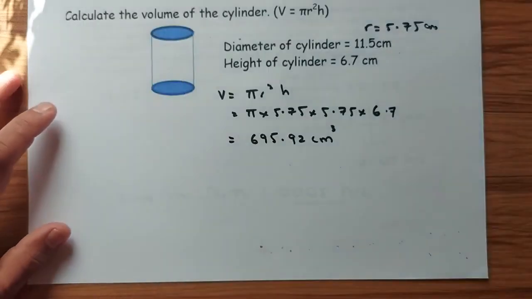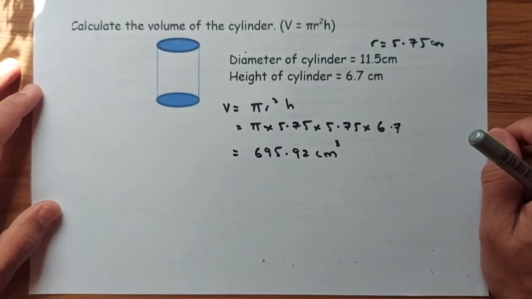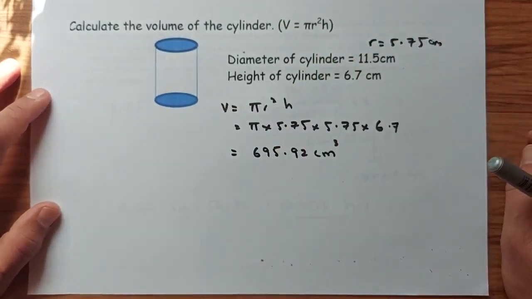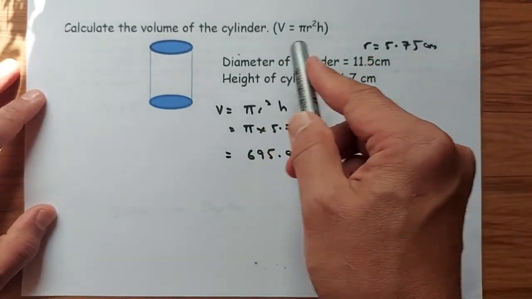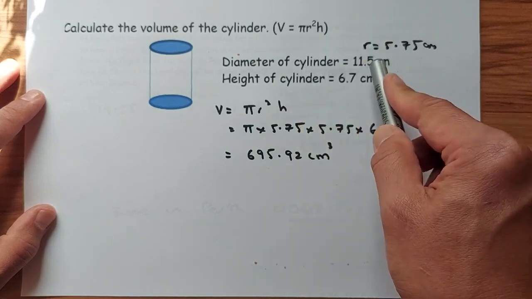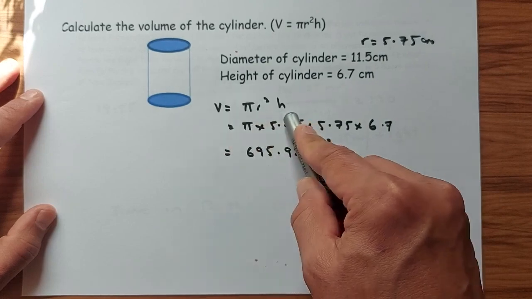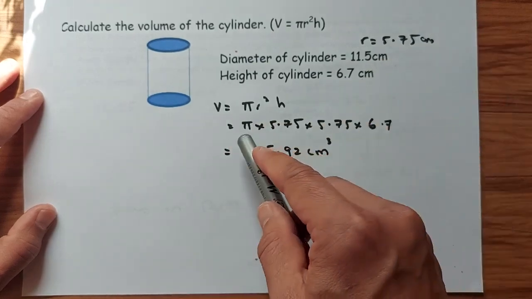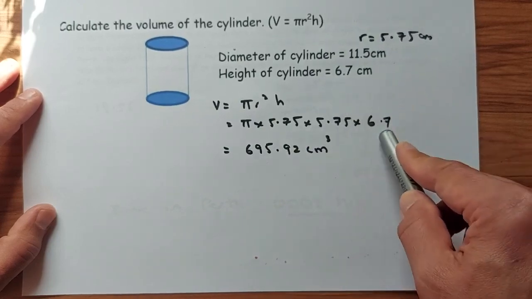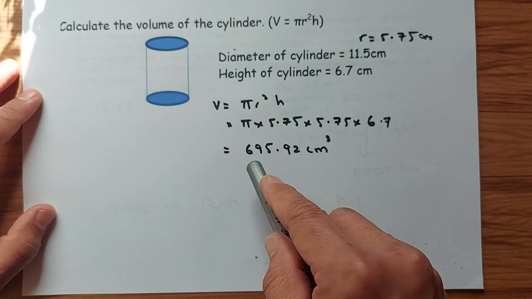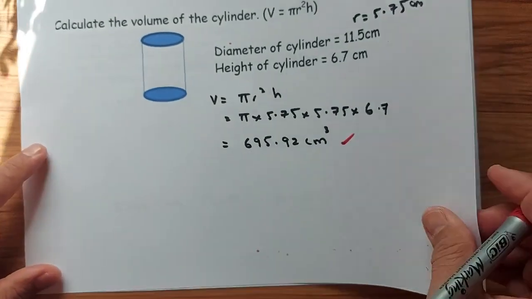Okay, great, good. Now we shall look at the simple question. Calculate the volume of the cylinder. They told you the volume is pi r squared h. Very simple. The diameter is 11.5, so the first thing you do, you need to find the radius because the formula uses the radius. So you divide by 2, 5.75. Once you know this, put in this formula and just substitute the values. Pi, radius is 5.75 times 5.75 and the height is 6.7. Chuck it in your calculator and the answer is 695.92. Make sure you have a unit and that will give you another mark in the exam.